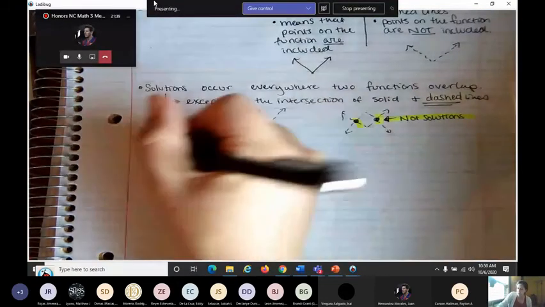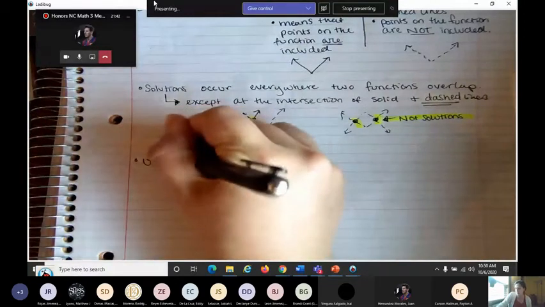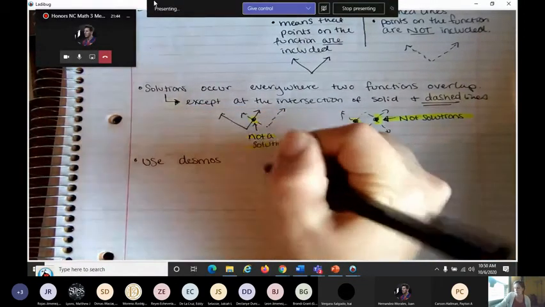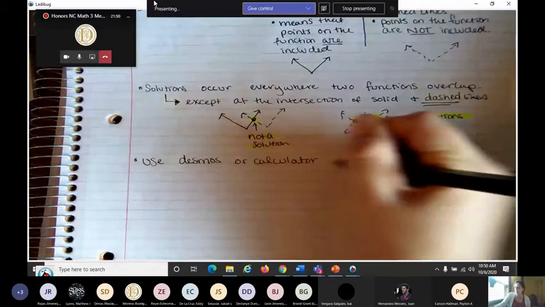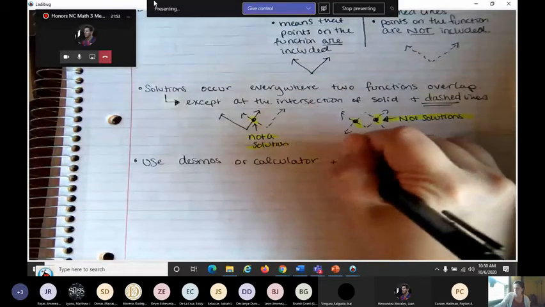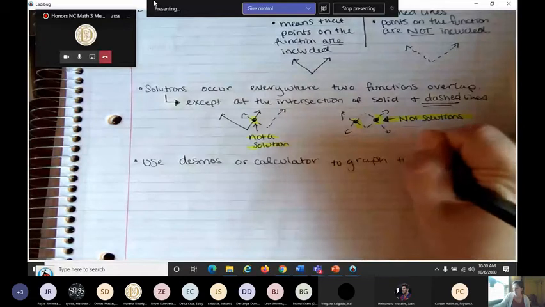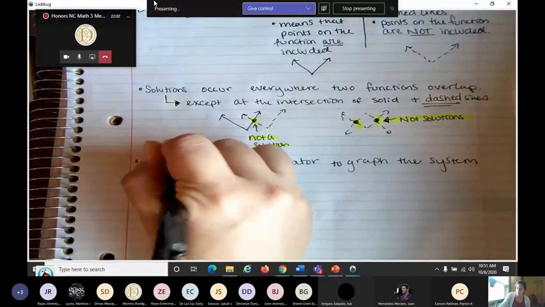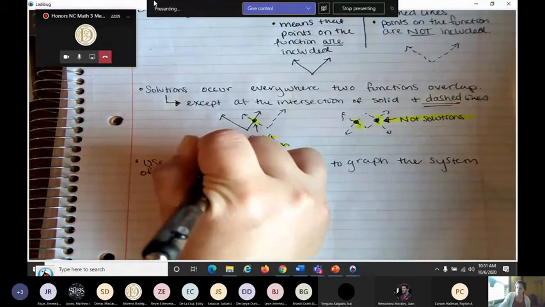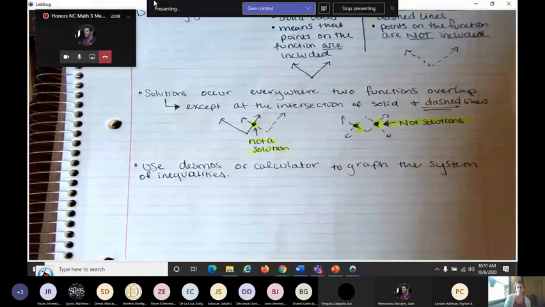Okay, the next thing that I want to write is that I want you guys to use Desmos or a calculator to graph the system of inequalities. The point here is not necessarily taking the time to graph it, although that's a great skill to have. The point here is to be able to find the solutions. So I want you guys to be using them.